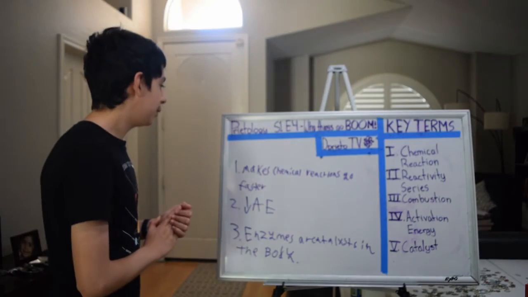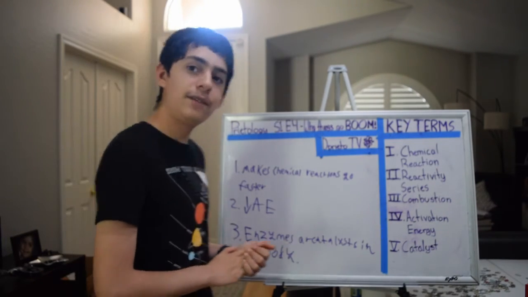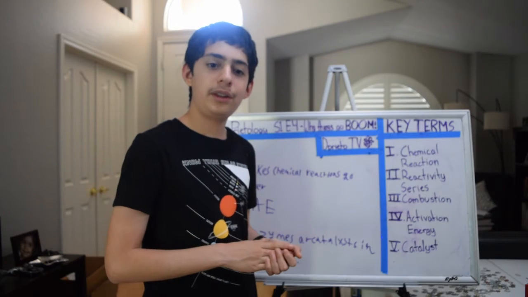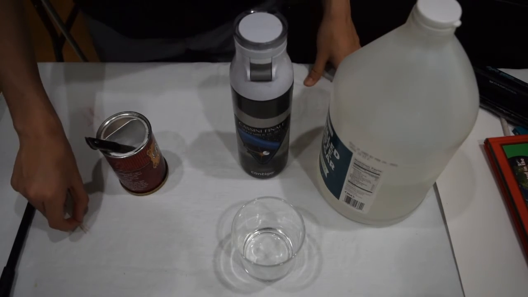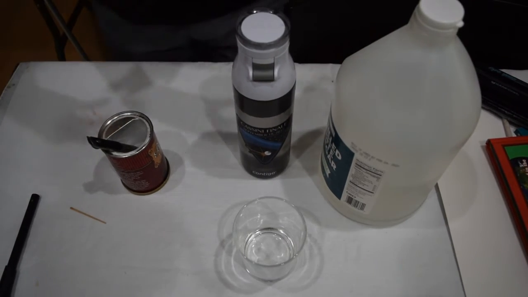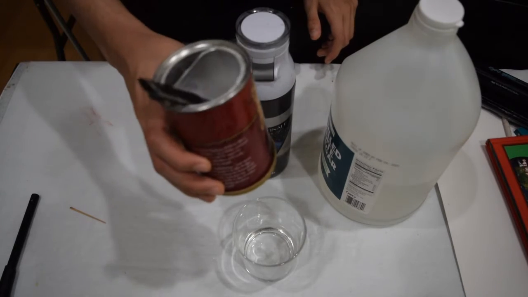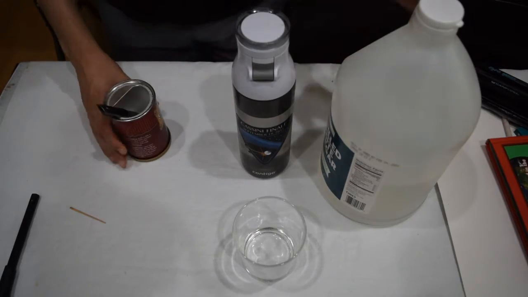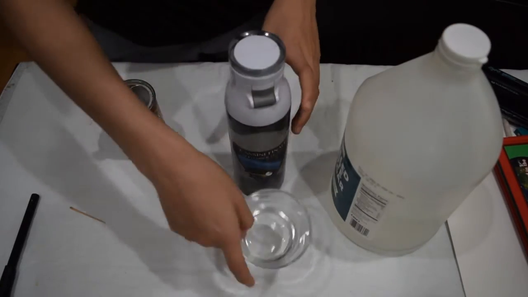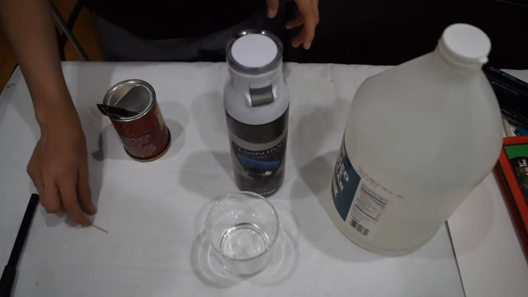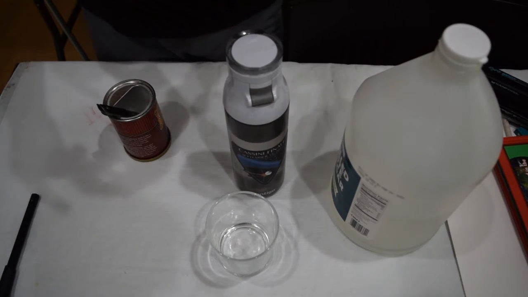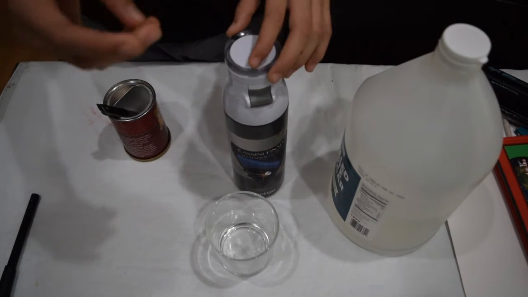Well, I think we covered all the key terms today, so let's get on to the experiment of the day. Okay everyone, this is the experiment of the day. The experiment is called the release of gas. What you need is some sodium bicarbonate, aka baking soda, some vinegar, some water, a clear glass, and a match. We don't have matches, but we have this toothpick, and hopefully it will work.